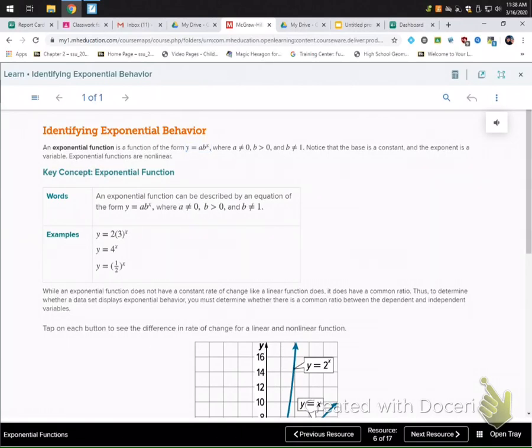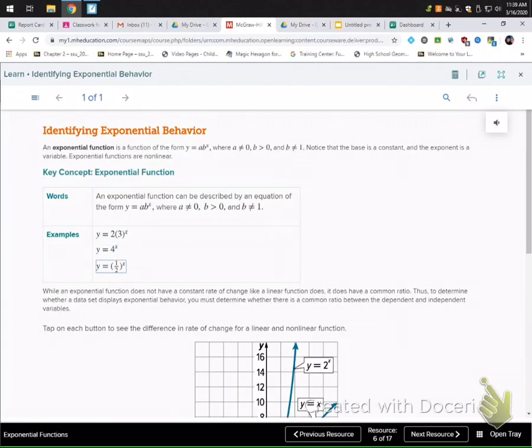And the base is a constant, and the exponent is the variable. So remember our parts of the power. The base is this a b, and the exponent, that's the little number, is the variable. So if I have y equals 2 times 3 raised to the x power, my base is considered to be the 3, specifically, and then the exponent is the x. Y equals 4 to the x. Well, my base is 4, my power or exponent is x.